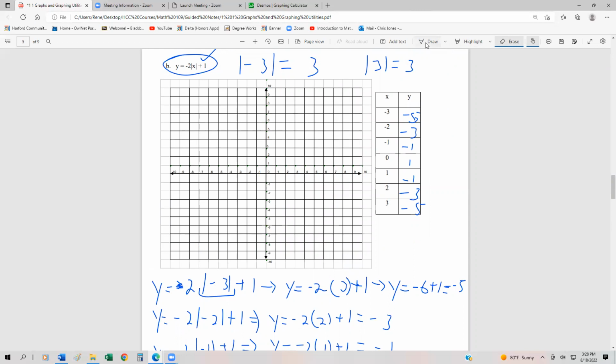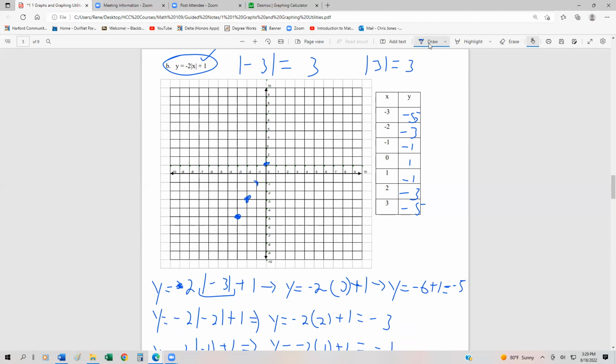So let's go ahead and do that. If I go through and plot this, we know that -3, -5 is going to be probably right about here. And again, I'm drawing on the screen, it's a little bit tougher. So -2, -3. And then finally we have -1, -1. Oh, I'm not sure what happened there, but I'm going to get rid of that. Thanks, technology. All right. And then we have 0, 1.